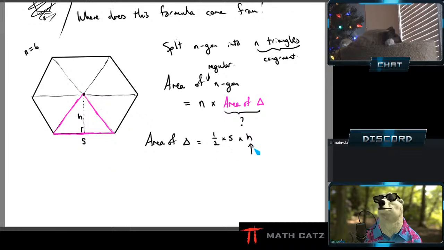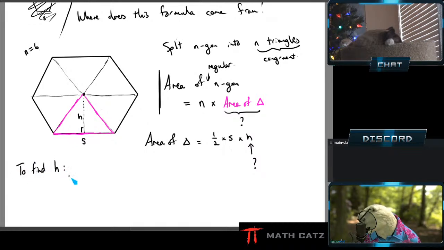So now I'm systematically figuring out, what do I really need to know to finish this area of my regular n-gon? Well, it's n times the area of a triangle. So what I really need to find is, what is the area of a triangle? The area of a triangle is a half times the side length S times height. So what I really need to find is the height H. Well, that's not going to be a one-step process.